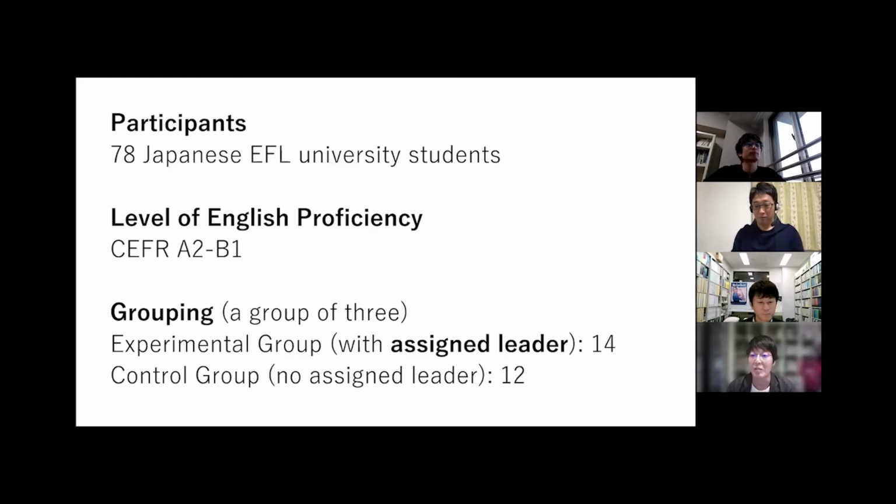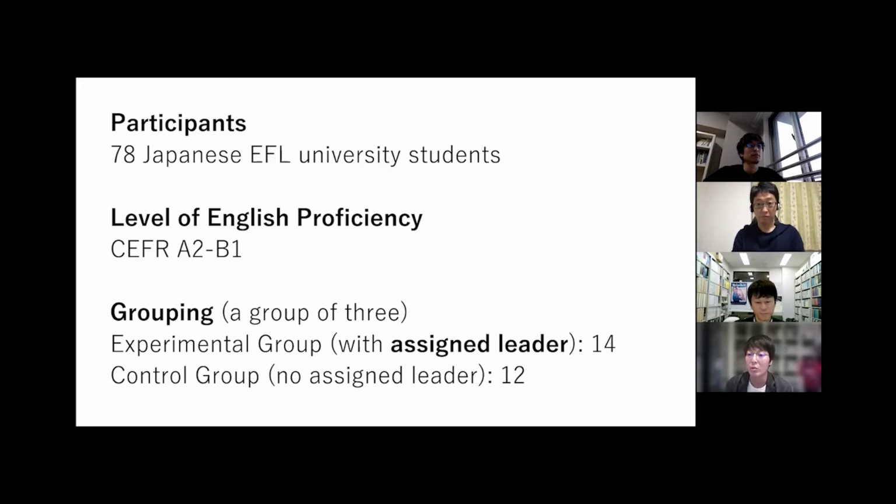Okay, let's move on to the method section. The participants are 78 university students who learn English as a foreign language in Japan. And their English proficiency level is from CEFR A2 level to B1 level. I'll explain the details later, but we implemented a group work activity with 3 people per group. We set 2 different groups, an experimental group and a control group.